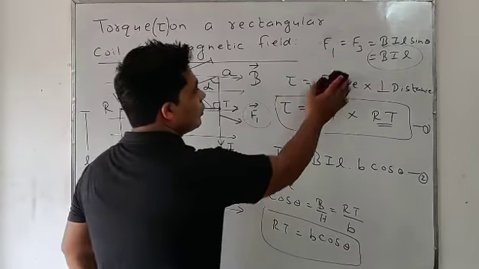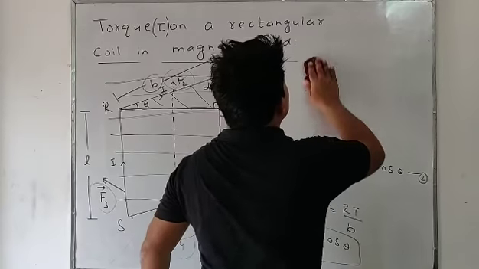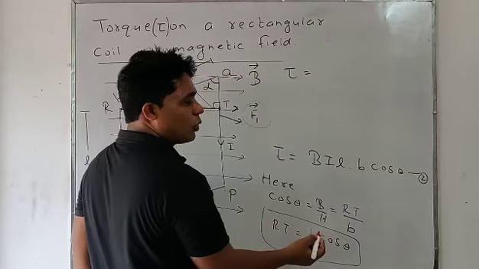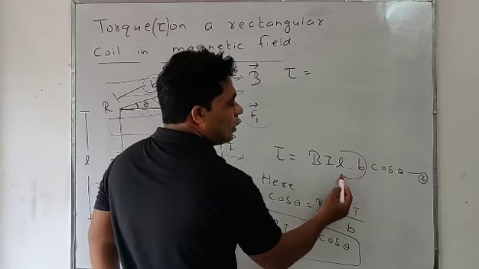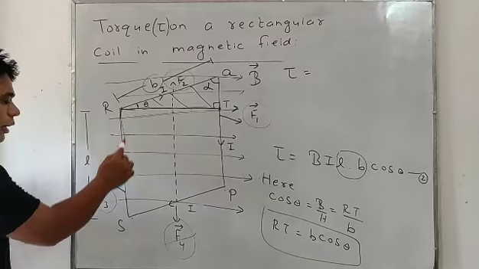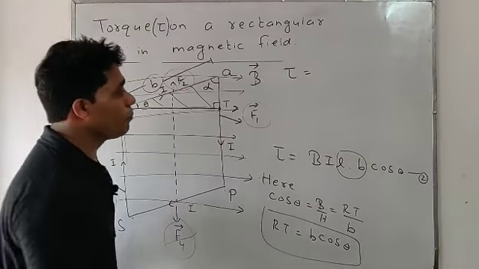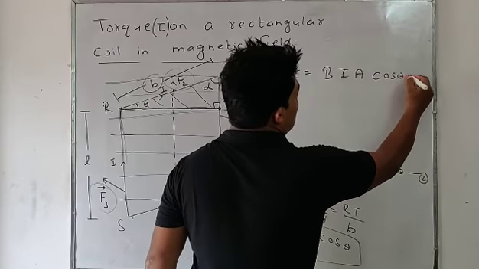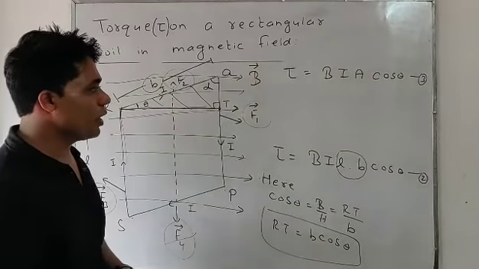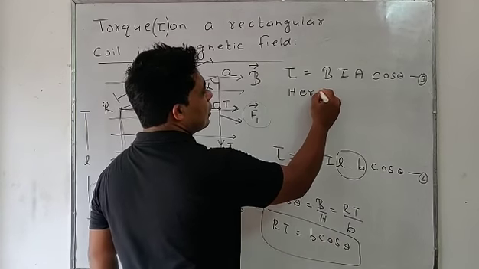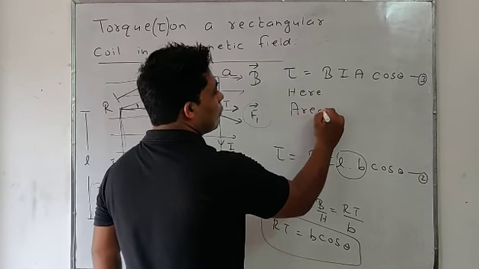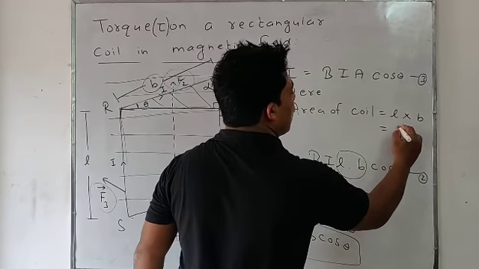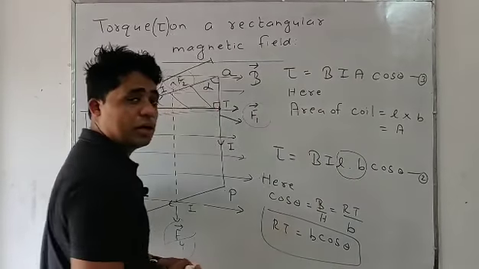Okay students, now look at students, torque as it is, length into breadth, that is called area. So BIA cos theta, give them as equation number 3rd. Understood what I did? Just the change that I did right here: area of coil, that is length into breadth, as A. So L into B converted as A. Understood students?